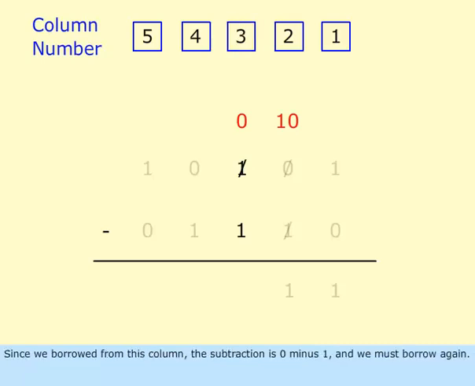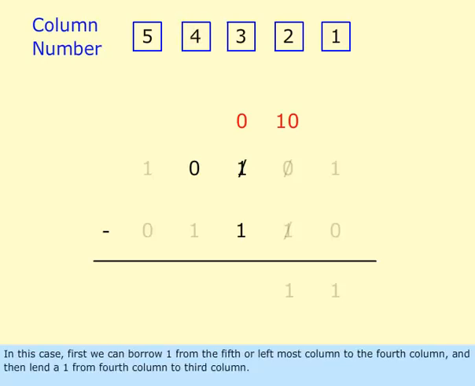Since we borrowed from this column, the subtraction is 0 minus 1, and we must borrow again. However, there is no 1 in the column positioned fourth from the right for us to borrow. In this case, we can borrow 1 from the fifth or leftmost column to the fourth column, and then lend a 1 from the fourth column to the third column.